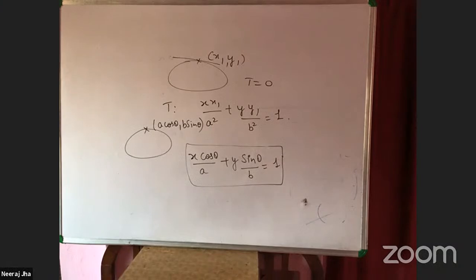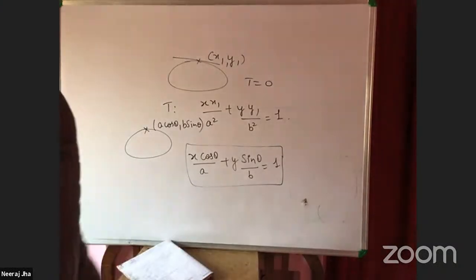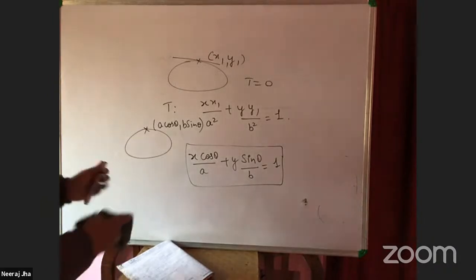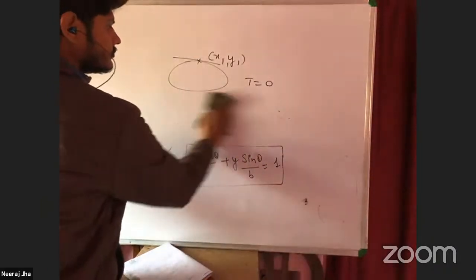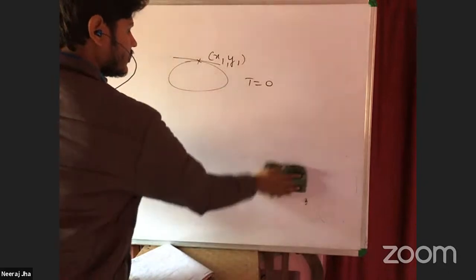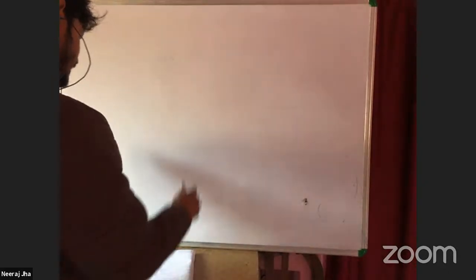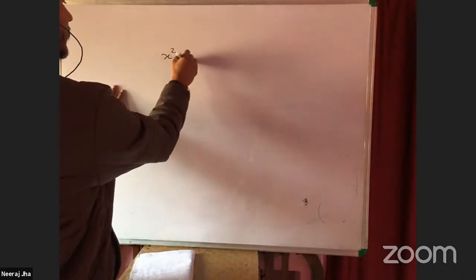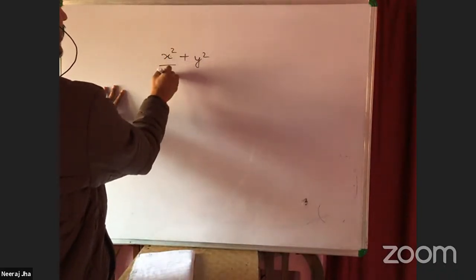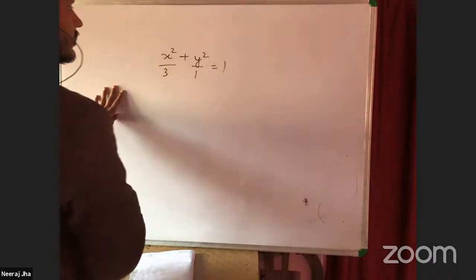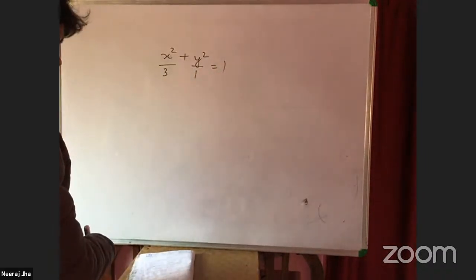The equation of the tangent to the ellipse which is perpendicular to the straight line. I'll discuss question number 12. The ellipse is x square plus y square upon 3 divided by 1 is equal to 1. This is the equation of the ellipse.